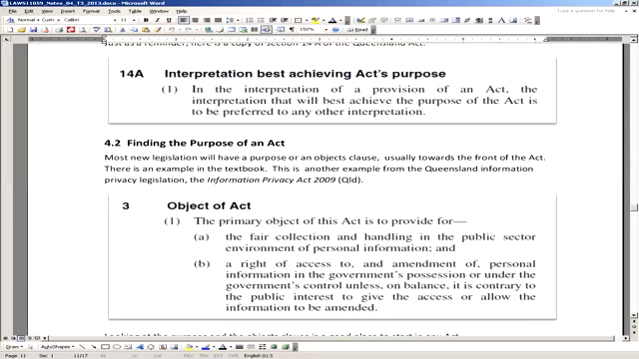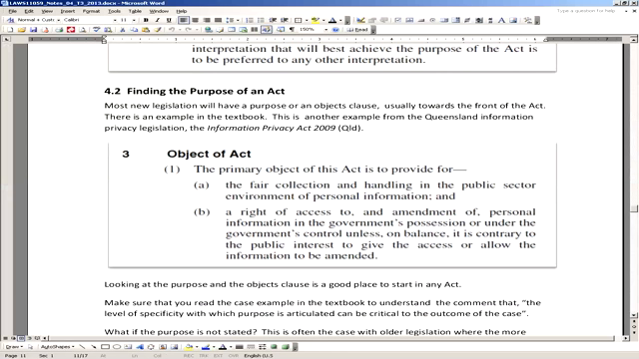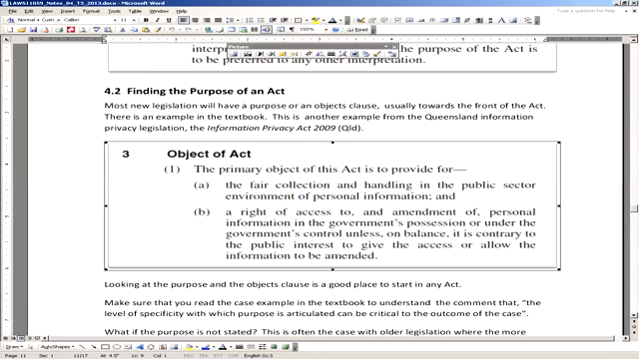All right. So finding the purpose of an act, and this is a good example, you often go to the start of the act where they might have a preamble or an object or a purposes clause or some type of overarching statement about what this act is really supposed to achieve. And this one just says the primary object of this act is to provide for the fair collection and handling in the public sector environment of personal information. So that's the way you'd say that, it's section 3, subsection 1, paragraph A. The heading is the object of the act. Subsection 1, the primary object, is to provide for paragraph A and paragraph B.